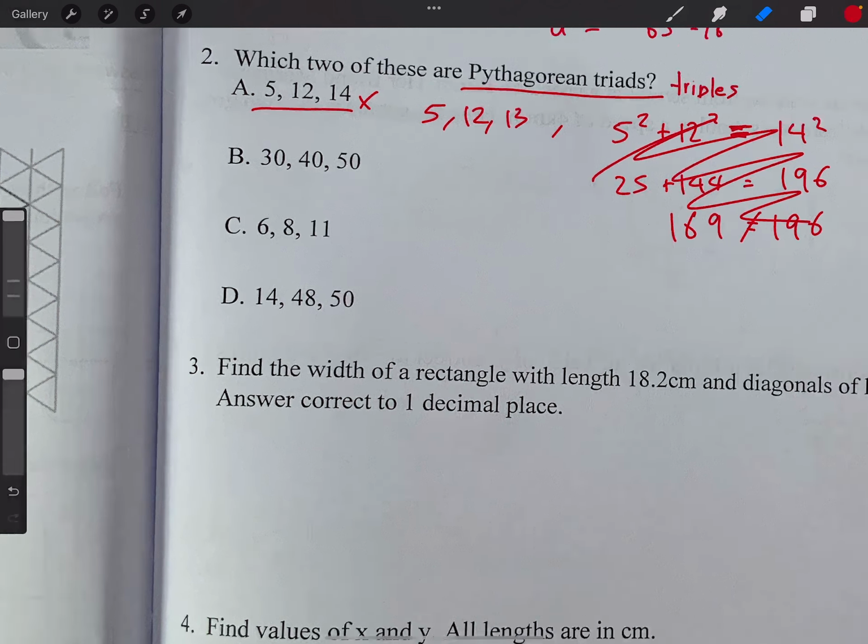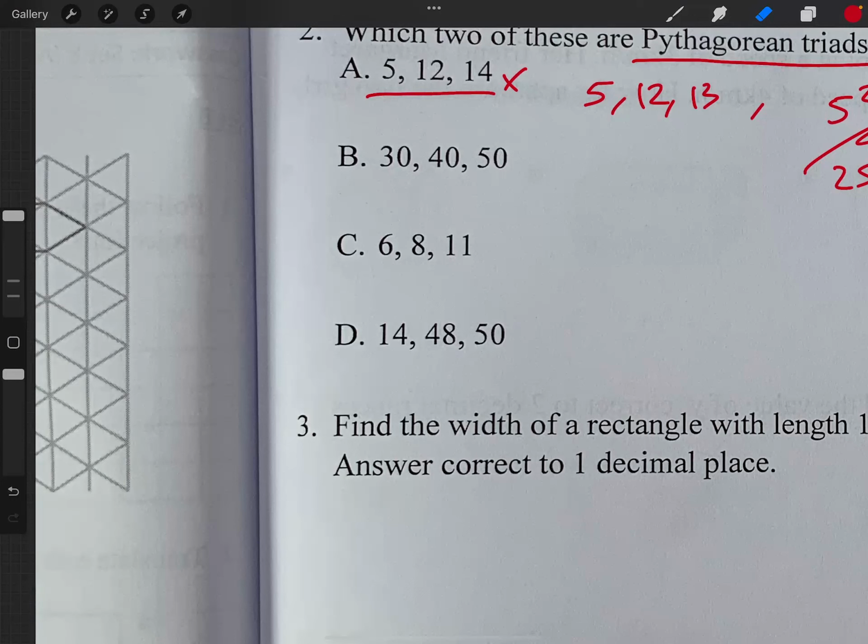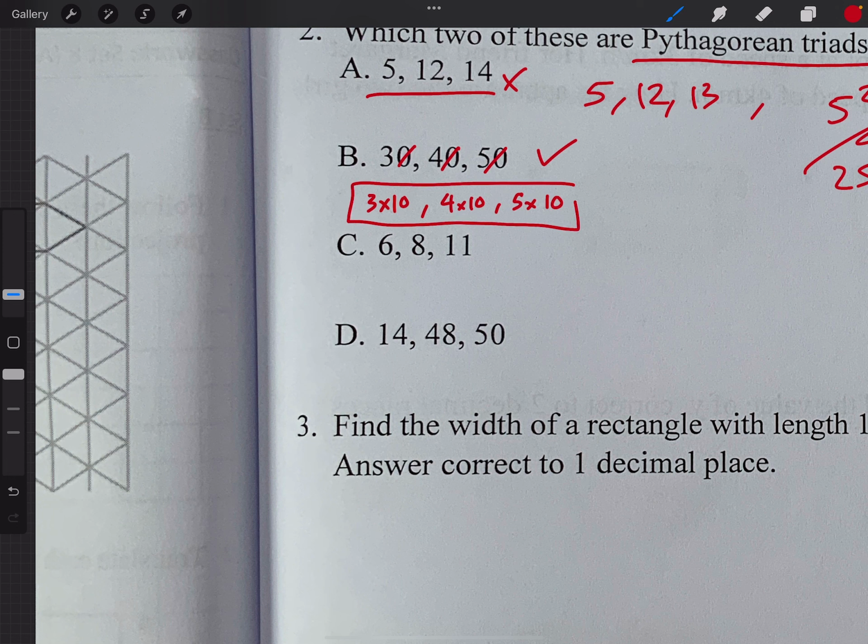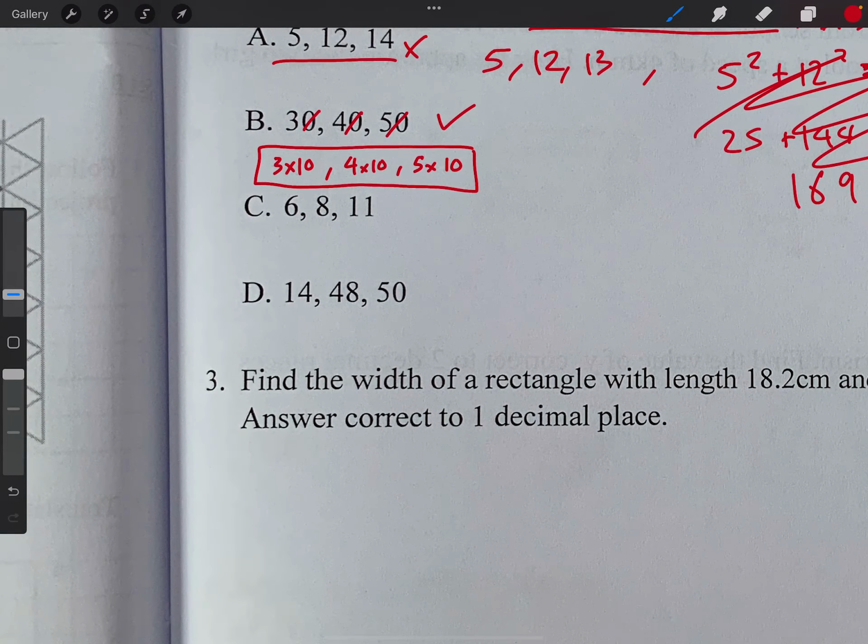Now, next one. So this one looks like we've got big numbers, right? However, if I simplify this, if I divide everything by 10, I get 3, 4, and 5. Now we know 3, 4, and 5 is a Pythagorean triad. So 30, 40, and 50 must also be a Pythagorean triad. This will be 3 times 10, this will be 4 times 10, and this will be 5 times 10. So everything has been multiplied by 10, which means the triangle has been expanded by a factor of 10. If the triangle is expanded by a factor of 10, it should still be a right angle triangle.